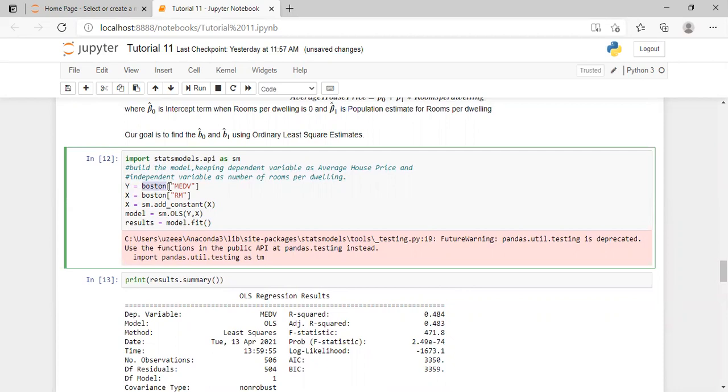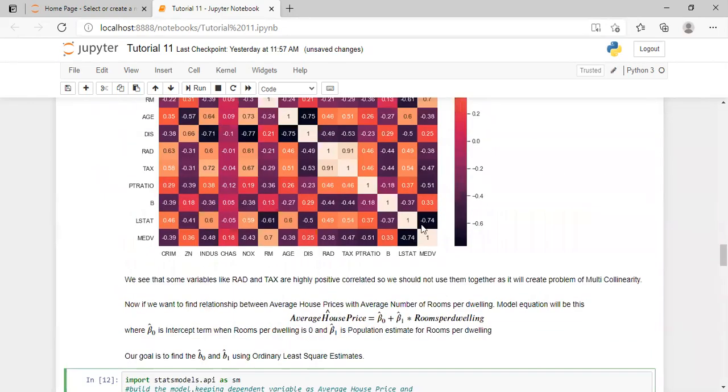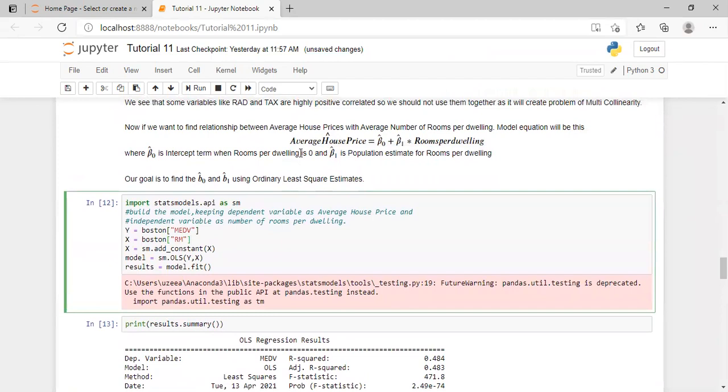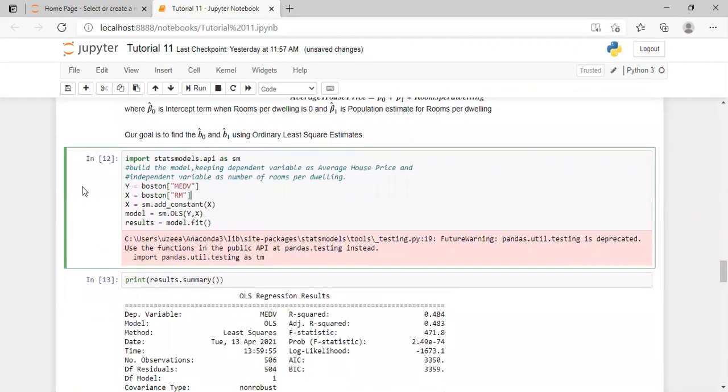How I am doing this: in Y I am passing Boston and the column MEDV. As you can see, MEDV is the last column of our data frame, and this contains the average house prices. And in X, I am storing Boston data of RM. RM is the rooms per dwelling. So I have stored my data in X and Y, and now I have introduced a constant term over here.